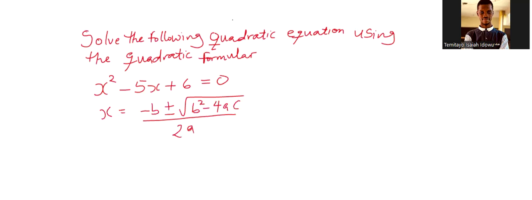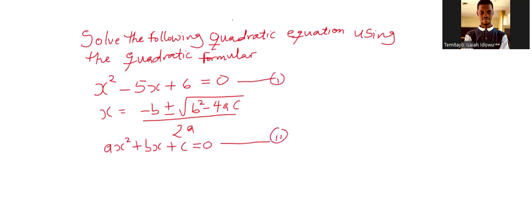Now, you may want to ask, how do we find our a, how do we find our c, and how do we find our b? To get this, we have a standard and generalized quadratic form, which is this: ax squared plus bx plus c equals 0. Now we can go ahead to label this one equation 1, and then label the second equation equation 2.